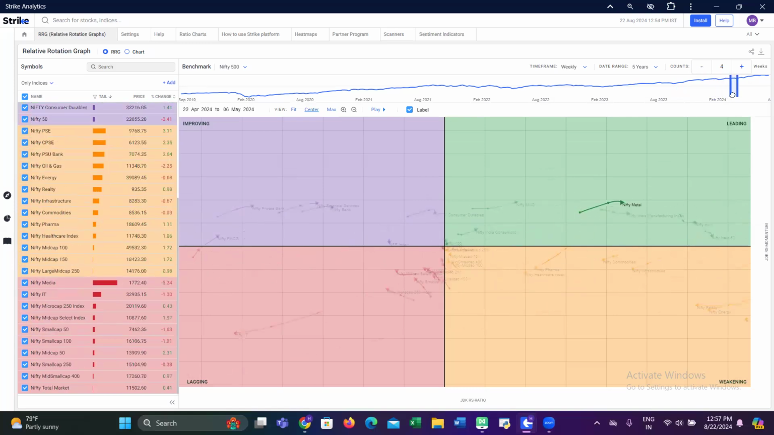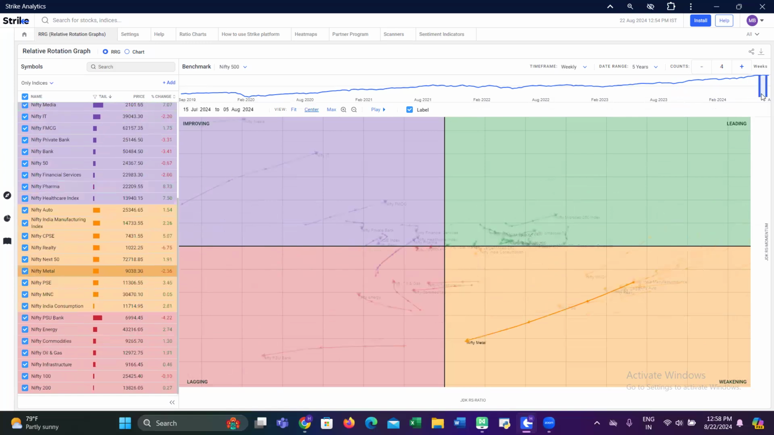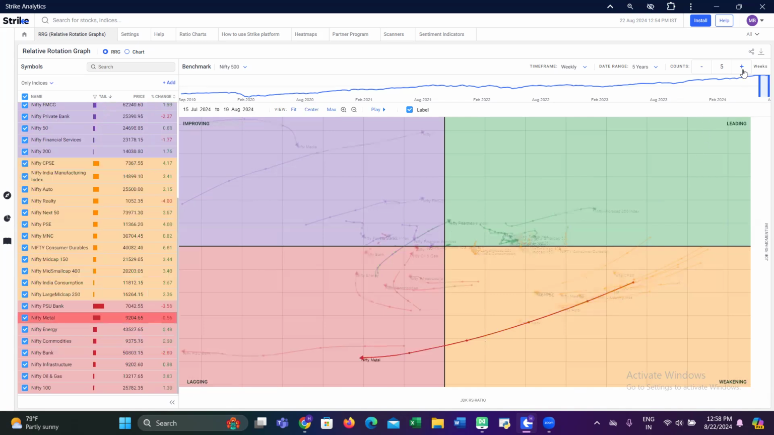This is how you can keep an eye based on the RS momentum and RS ratio and the quadrant of the particular indices. And now look at this, very weak RS momentum, and the RS ratio is also getting reduced. So you can make an informed decision based on the rotation of a particular index.